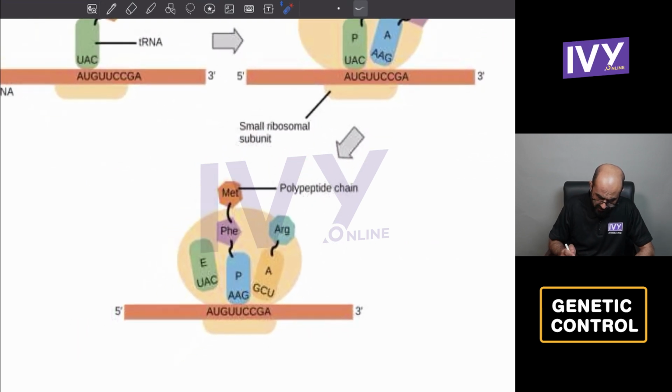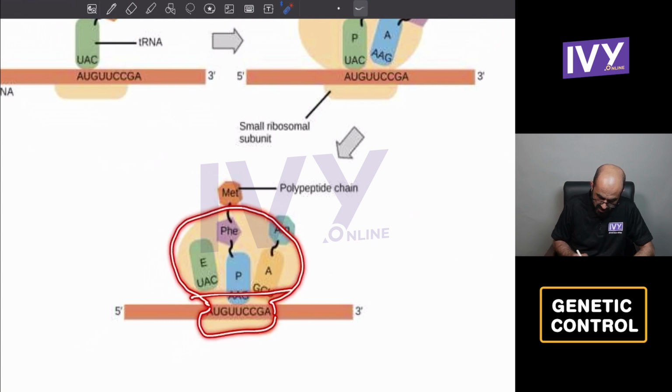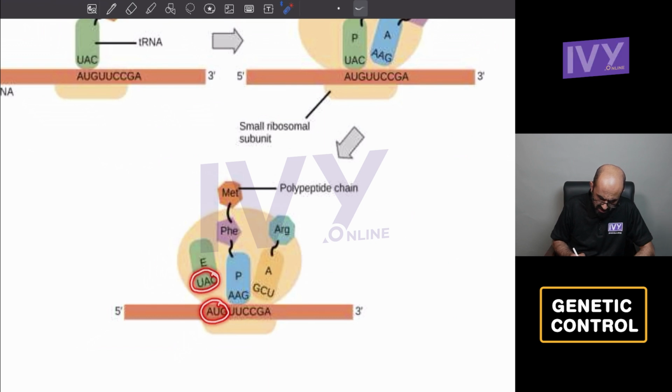Here is a clearer picture. This is the structure of the ribosome, and in the ribosome, this one is the larger subunit, and this is the smaller subunit, and the messenger RNA is just sandwiched in between the smaller and larger subunits. You can see the AUG, so the anticodon should be UAC, then UUC, so here's the AAG, and then CGA, so here will be GCU on the anticodon. So this anticodon codes for arginine, this anticodon codes for phenylalanine, and this codes for methionine.